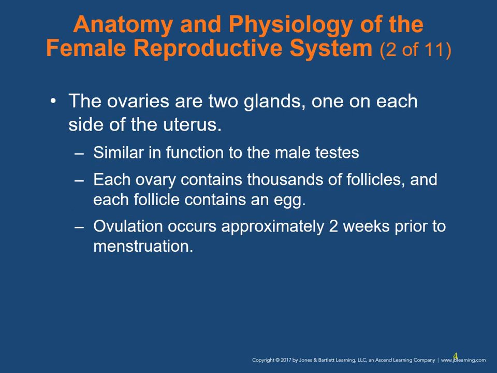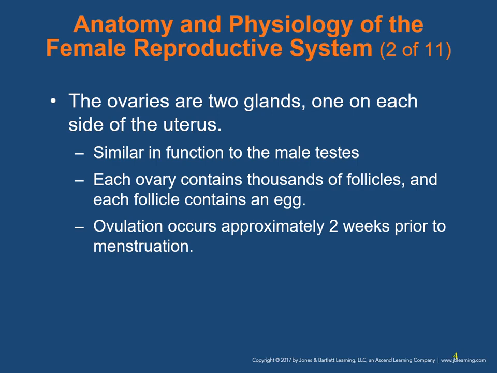The ovaries are two glands, one on each side of the uterus, that are similar in function to the male testes. Each ovary contains thousands of follicles, and each follicle contains an egg. During each menstrual cycle, only one follicle is successful at maturing and releasing an egg. Ovulation occurs approximately 2 weeks prior to menstruation.